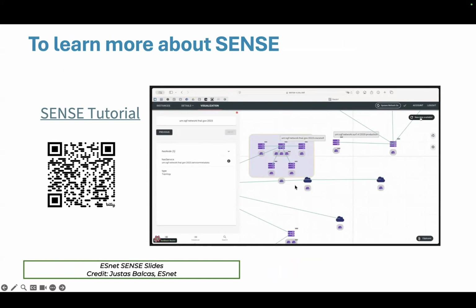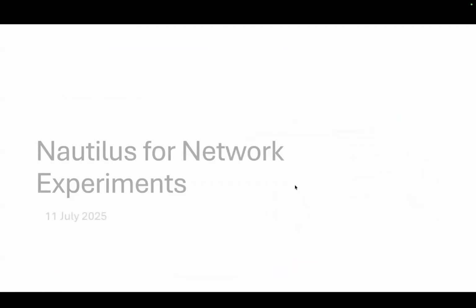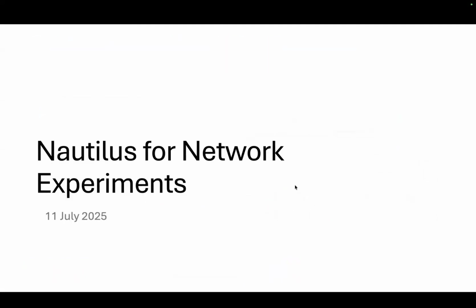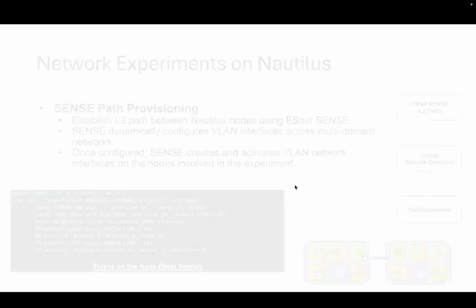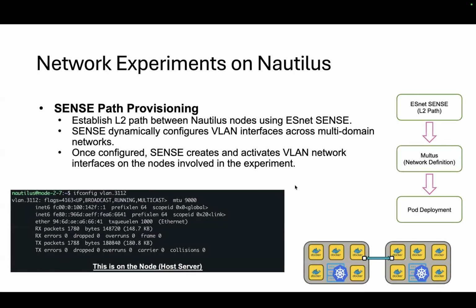This is the web interface for the orchestrator that shows how to start paths with the web interface. And of course, paths that are started with SENSE connect to multiple endpoints that include plenty of National Research Platform endpoints and FABRIC testbed endpoints. And we can use the National Research Platform for our network experiments by using SENSE and Multus.